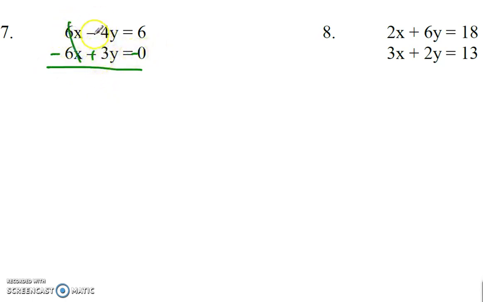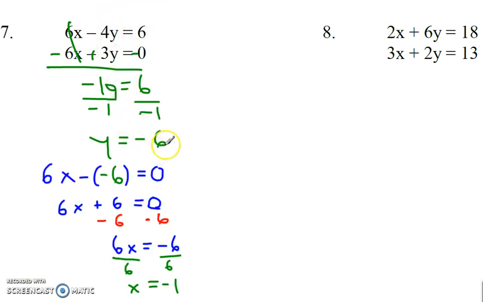This cancels out. Negative 4y plus 3y is negative 1y is equal to, add these up, 6. Divide by negative 1. Y is equal to negative 6. Now we're going to plug that back in. So plugging that back in gives me minus negative 6, which is plus 6. Move that to the other side. 6x is negative 6. Divide by 6. X is negative 1. Negative 1 and negative 6.